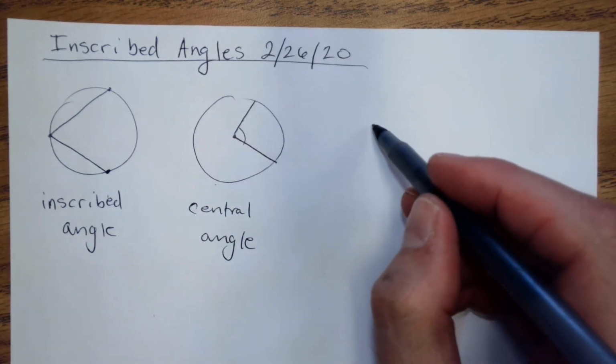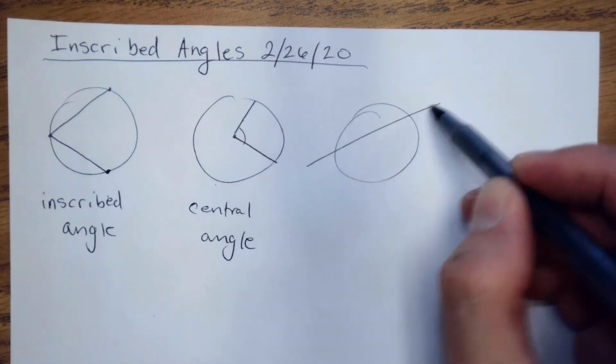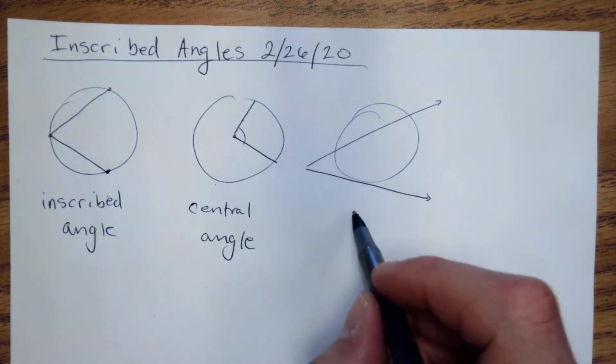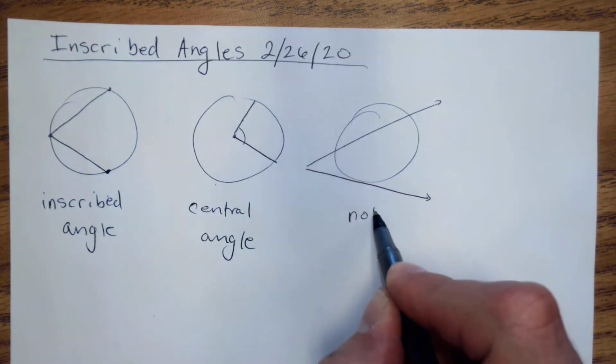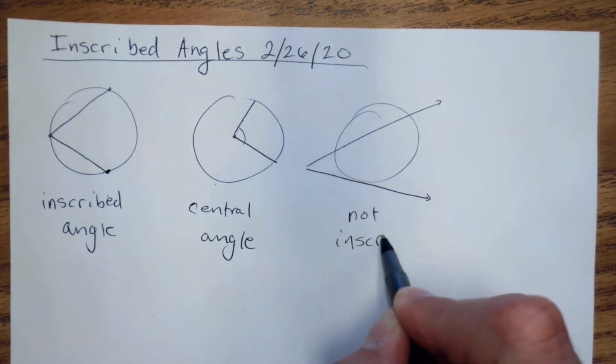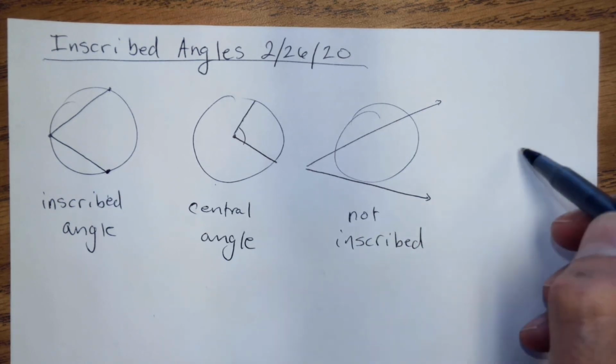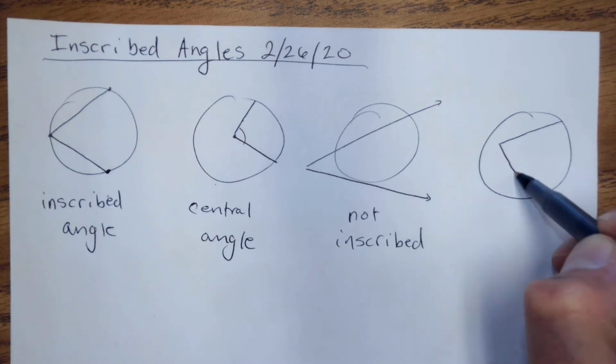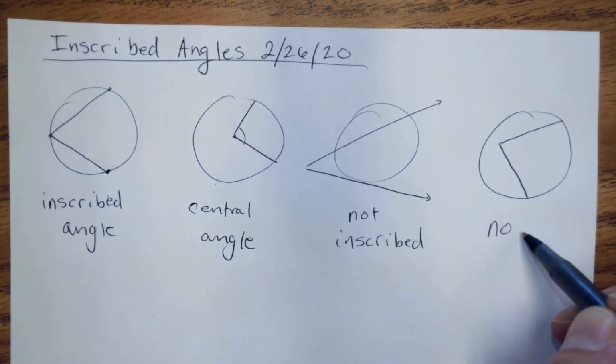And I'm going to give two non-examples. If we have something like this, this is not inscribed. And same with something like this, not inscribed.